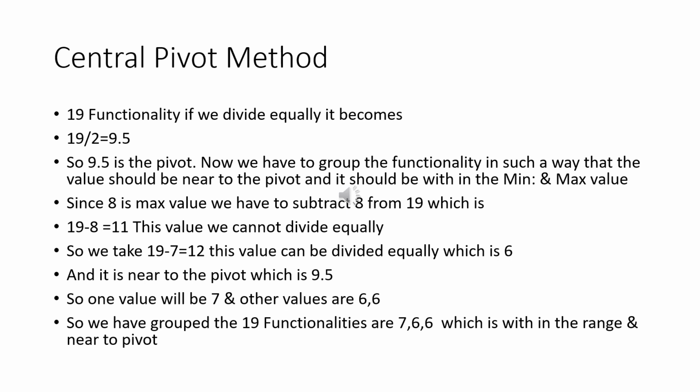Now we have to group the functionalities in such a way that the value is near the pivot and within the minimum and maximum value, that is 4 and 8. Since 8 is the maximum value, we subtract 8 from 19, which is 11. This value we cannot divide equally. So we take 19 minus 7, which is 12. This value can be divided equally, which is 6, and it is near the pivot, 9.5. So one value will be 7, and the other two values will be 6 and 6. So we have grouped the 19 functionalities as 7, 6, 6, which is within the range and near the pivot.